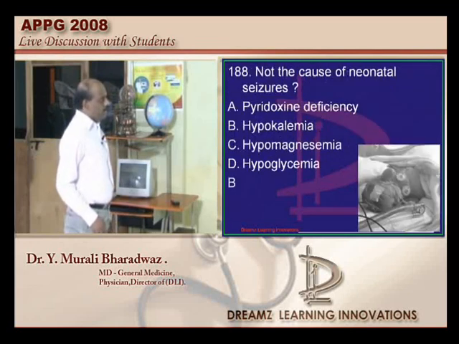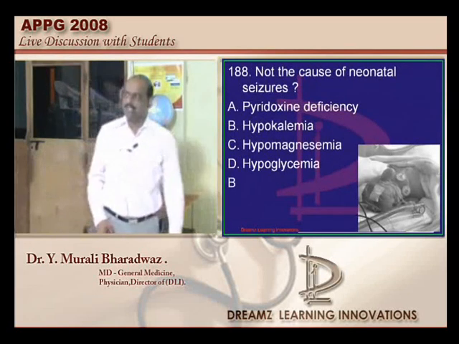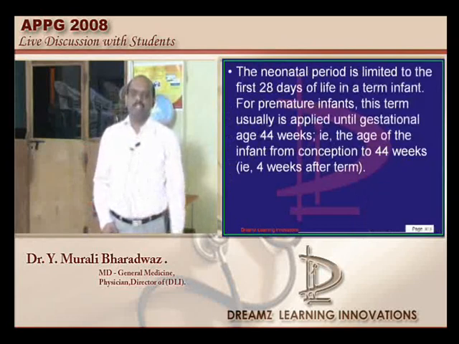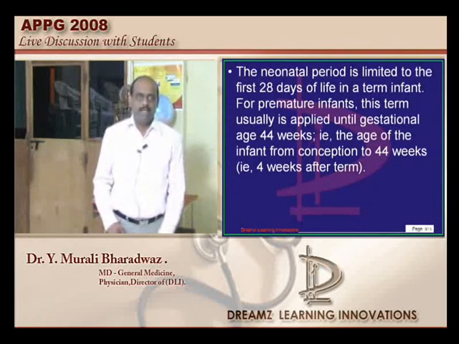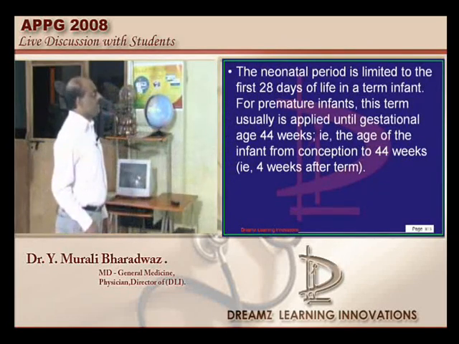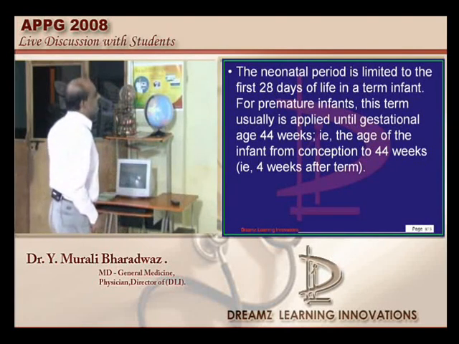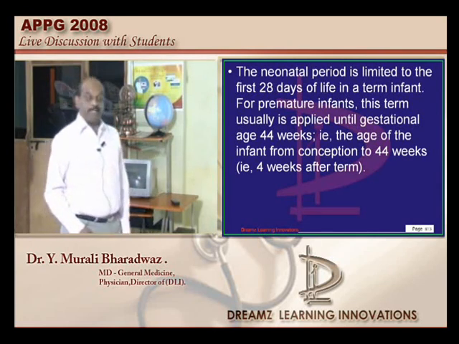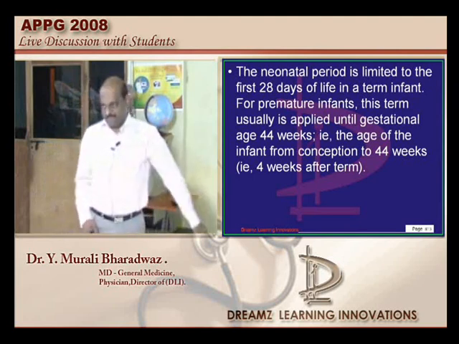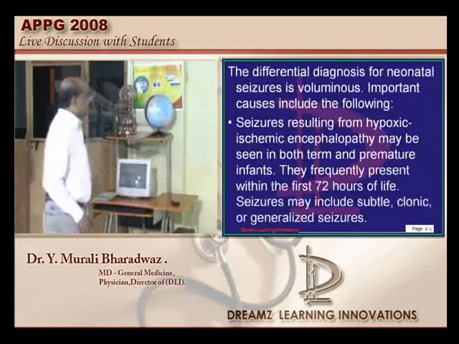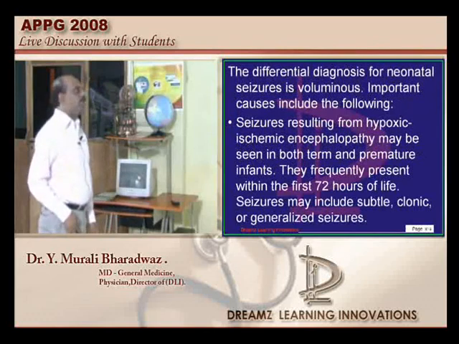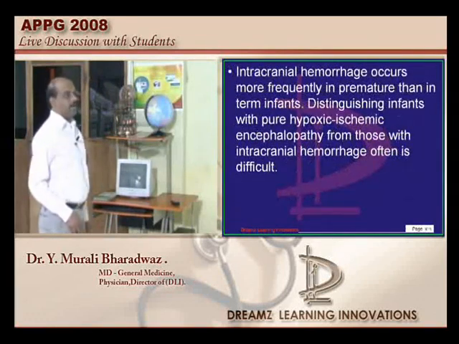Now let us talk about neonatal seizures. There are metabolic causes, infective causes, and ischemic causes which can be responsible. Neonatal seizures are those occurring within the first 28 days of life. Hypoxic ischemic encephalopathy can be responsible, especially in premature infants. Similarly, intracranial hemorrhage and subarachnoid hemorrhage can lead to neonatal seizures.